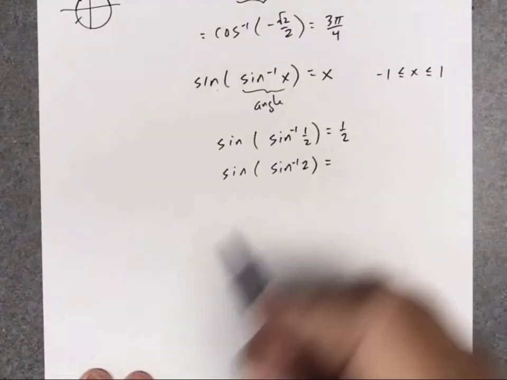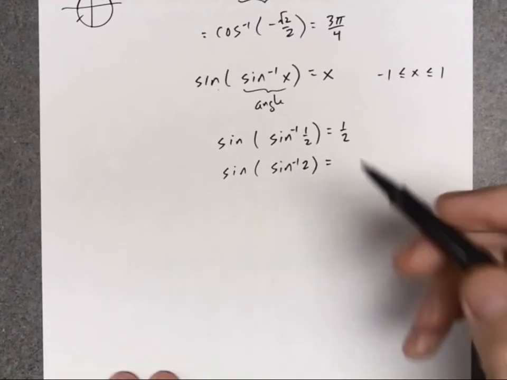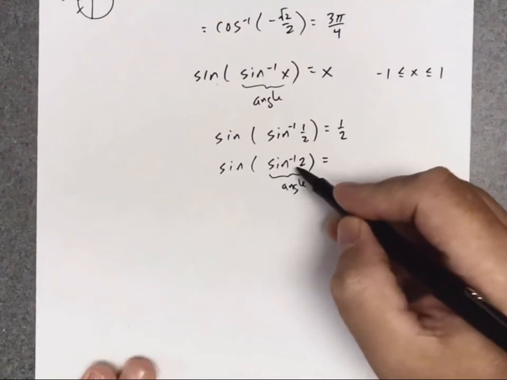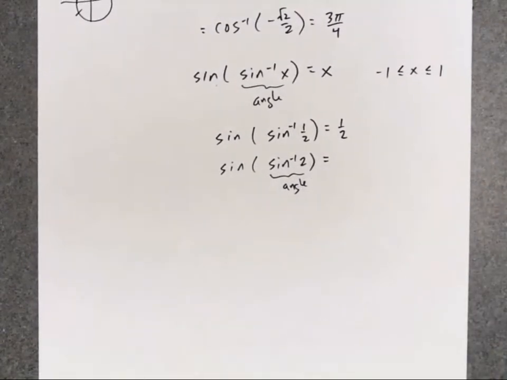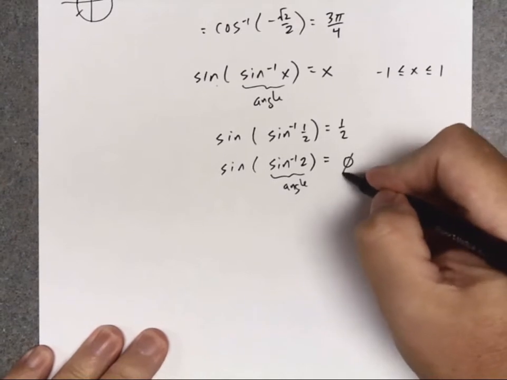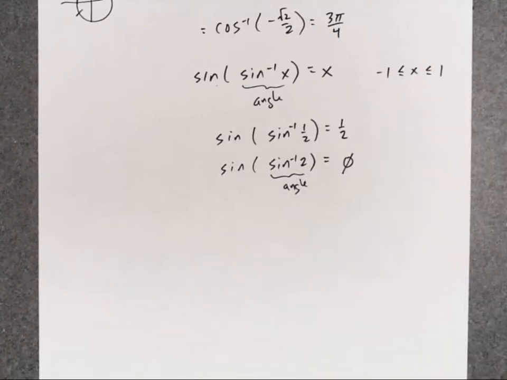So unlike the other problems, let's just try and do this the long way. This right here is going to be an angle. So I've got to figure out, let's go find an angle where the sine of that angle is 2. And you know what? It doesn't exist. The sine of an angle is never 2. The sine of any angle always has to be between -1 and 1. So this whole thing is undefined.